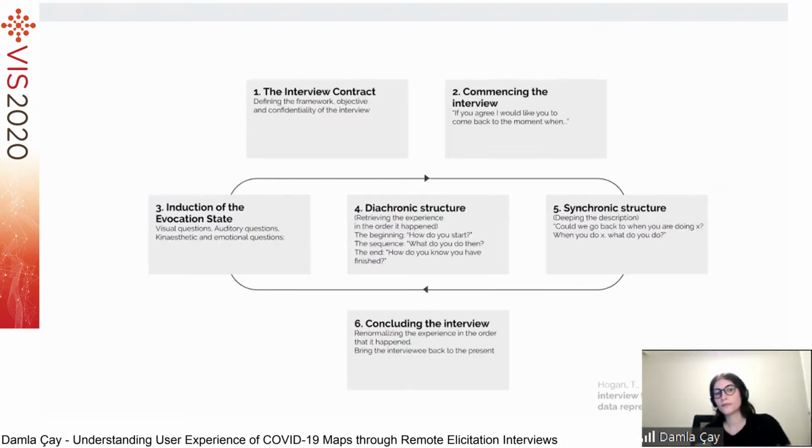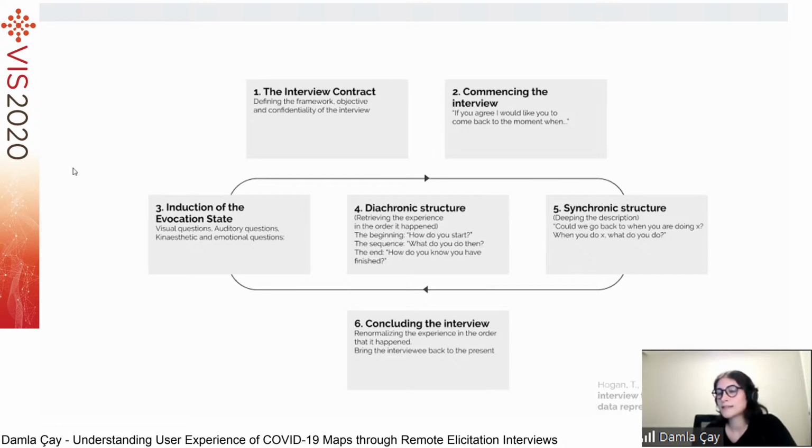We primarily used Hogan et al.'s interview guide, and the questioning technique has an iterative structure. The level of detail increases through the interview. The questions themselves generally don't introduce new information, but they aim to reveal the actions, sensations, and feelings of the participant at an increasing level of granularity.